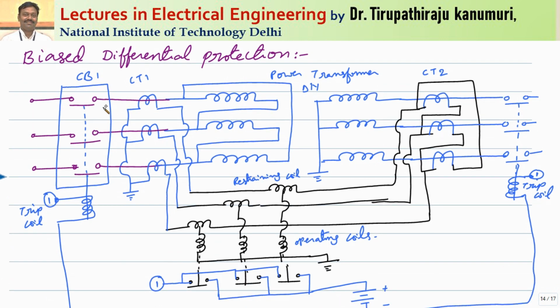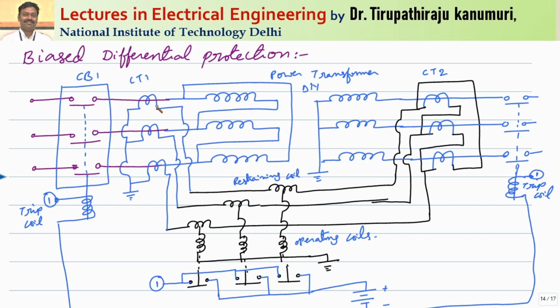So let us go to the bias differential protection. We already know this. Let us take, for example, a power transformer. The primary side is connected in delta and the secondary side is connected in star. So obviously the CTs will be connected oppositely: on the primary side they are connected in star, and on the secondary side in delta.